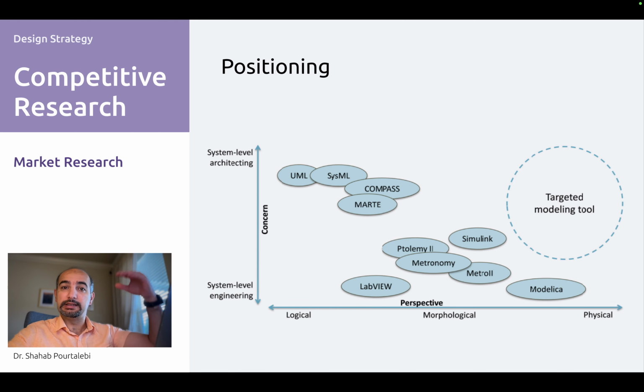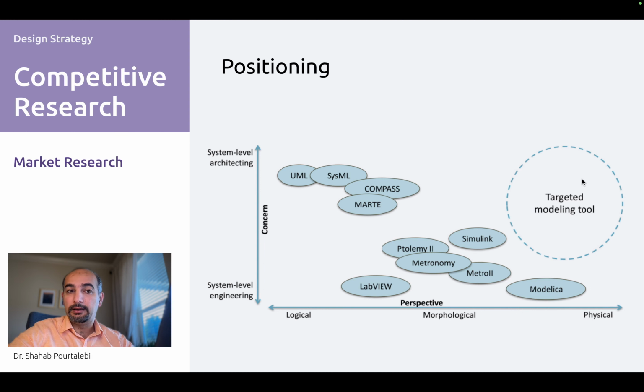So you are dealing with system level architecting, designing the system, the architecture, layout, and all those things, but the physicality should be considered as well. There are tons of these things when we consider Internet of Things, cyber physical systems, and these smart distributed systems. So there's no tool to address that. That's why we targeted this gap. So this is the targeted modeling tool that we wanted to create.